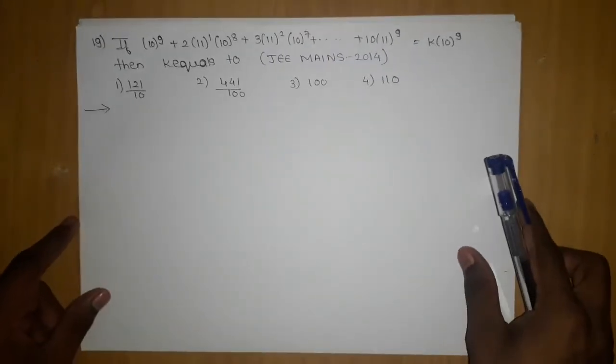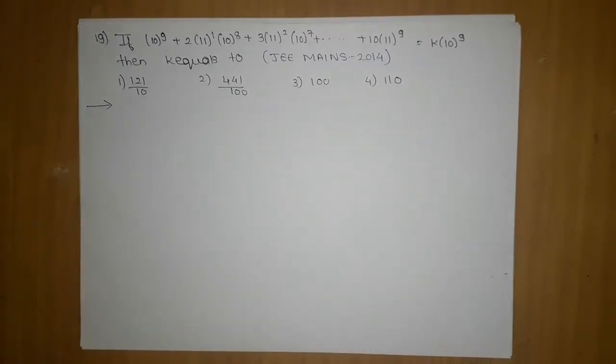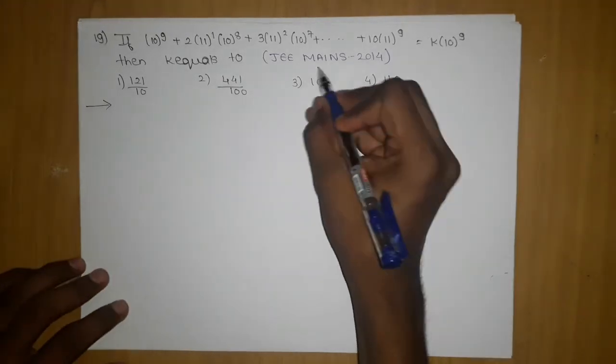Now let's move on to the next question, which is the 19th question. The question says, if 10 to the power 9 plus 2 into 11 into 10 to the power 8 plus 3 into 11 square into 10 to the power 7 plus and so on till 10 into 11 power 9 is equal to k into 10 to the power 9, then k equals to, the options are 21 by 10, 441 by 100, 100 and 110. This question was asked in JEE Mains 2014.